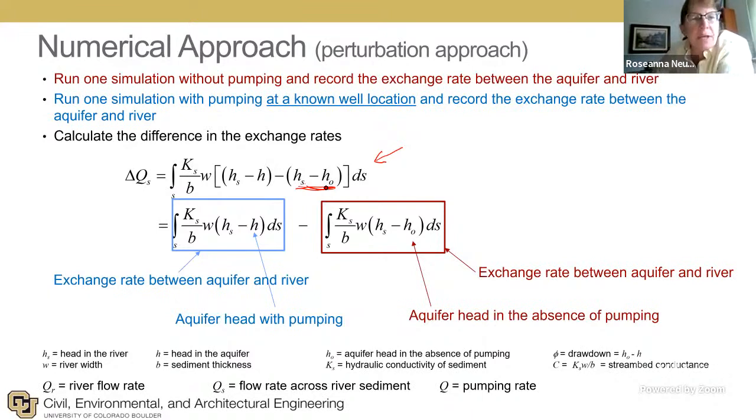And then we would run a simulation with pumping at a known well location. We would get our new head distribution, because now head is going to change due to pumping. That will create more drawdown at the river. And we will look at the exchange of water between the aquifer and the river in that scenario, and then take the difference between the two.